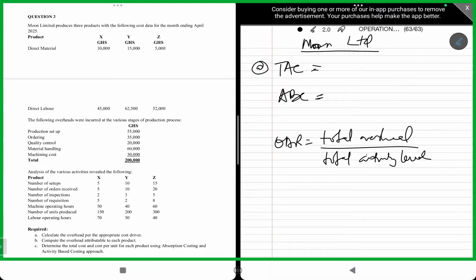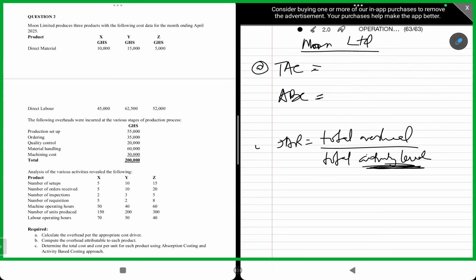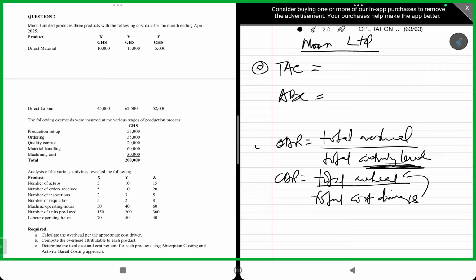So pay attention. Let me also cross here and write CDR. So now this activity level here, I can also say that CDR equals total overhead over total cost drivers. Cost drivers simply means what drives the cost. What drives the overhead? Overhead is a cost. So what drives the overhead?